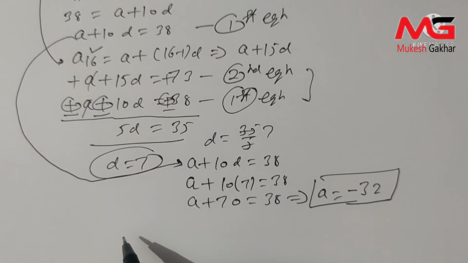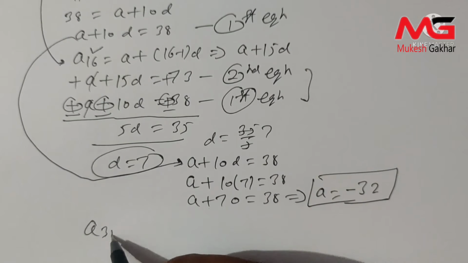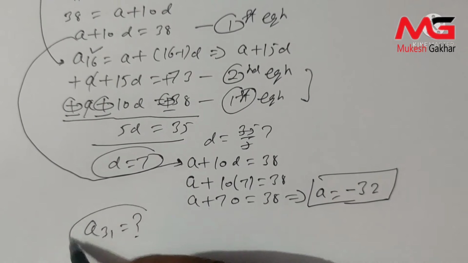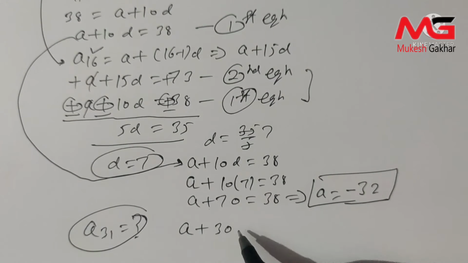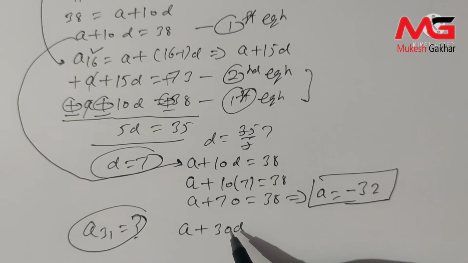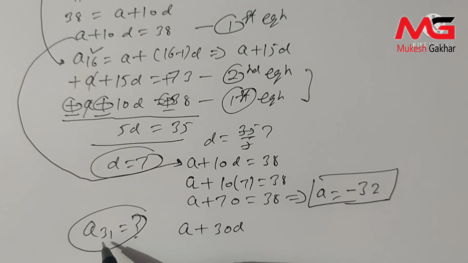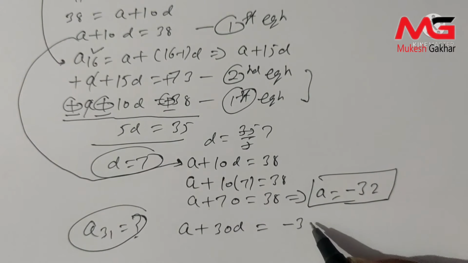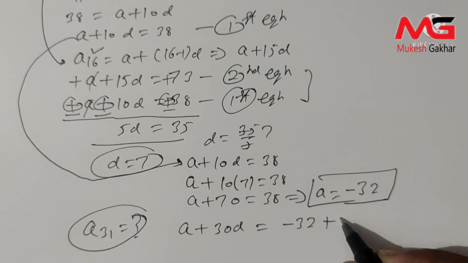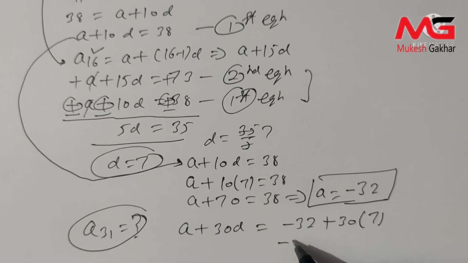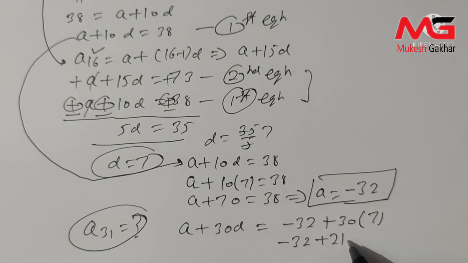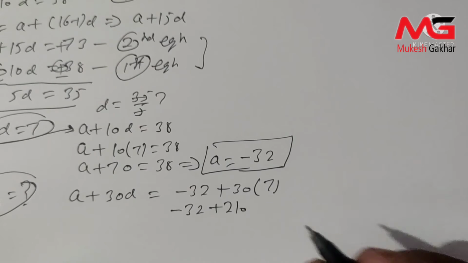Now we have to find the 31st term, A31. So A31 is a plus 30d, because you know it is n minus 1, means 31 minus 1 will be 30. So it will be the value of a is minus 32 plus 30 into d. What is the value of d? 7. So it will be minus 32 plus 210.